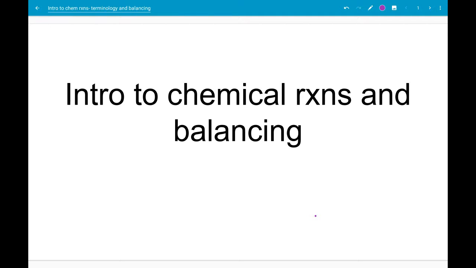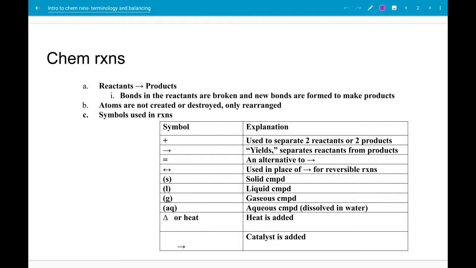Okay, so I thought I'd do a video on the introduction to chemical reactions and balancing. There'll be some solubility rules in here as well. So now it really feels like we're doing chemistry. And so what you'll find is on the left-hand side of a chemical reaction, you do have your reactants. And then on the right side, you have your products.